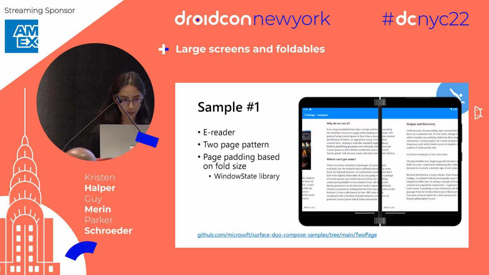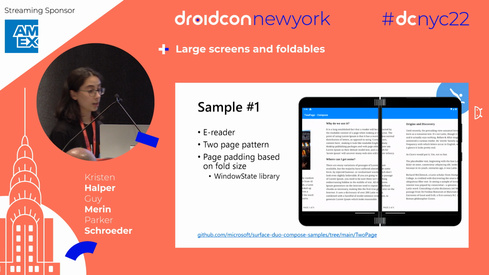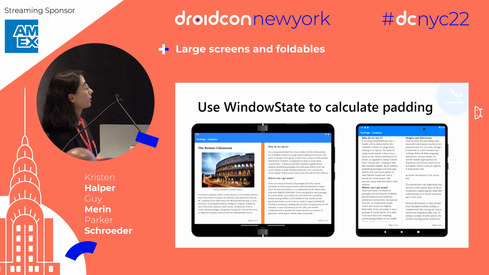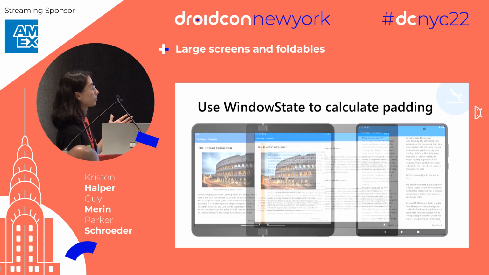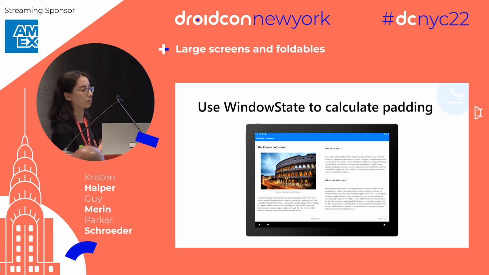So if we look on the next slide here, you can see how the page padding, which is highlighted in orange, changes based on the device that it's running on. On the left, we have a Surface Duo, and you can see the orange padding is as wide as the device hinge, but then on the right, we have a different foldable with a flexible display, so the fold and therefore the padding are much thinner. And if we look on a large screen device, since there is no folding feature present, there was no need to add padding, so we're just showing the 2 pages.